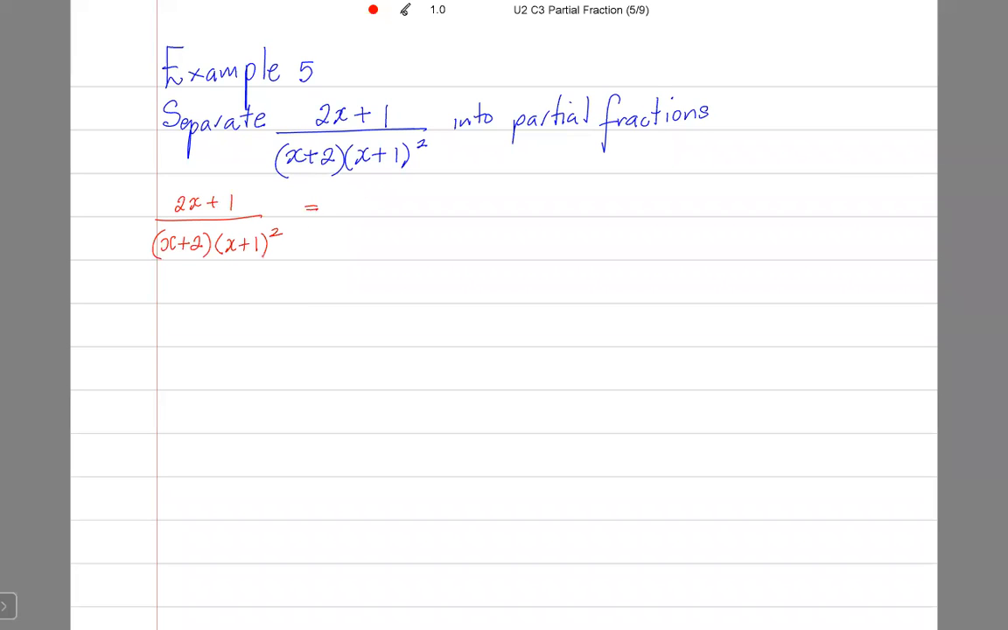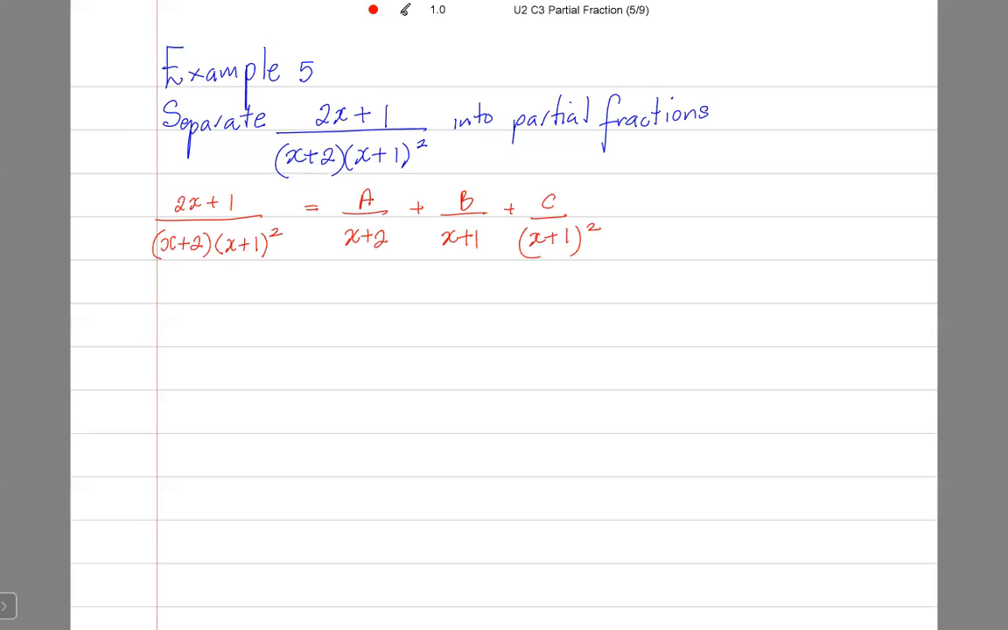So when I separate this, I'm going to have A over x plus 2, plus B over x plus 1, plus C over x plus 1 squared. Now, if it was cube, you would have A over x plus 2, plus B over x plus 1, plus C over x plus 1 squared, plus D over x plus 1 cubed. That is if it was cube, but it isn't cube, it's square.